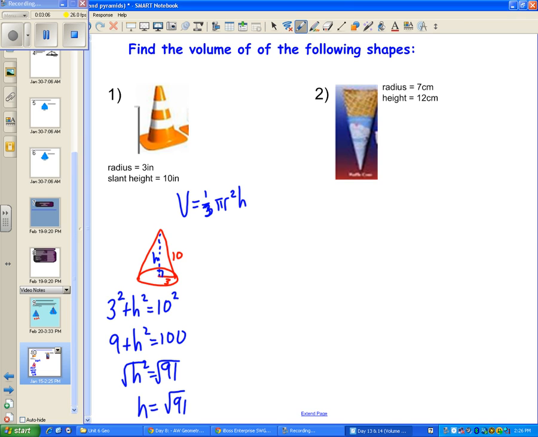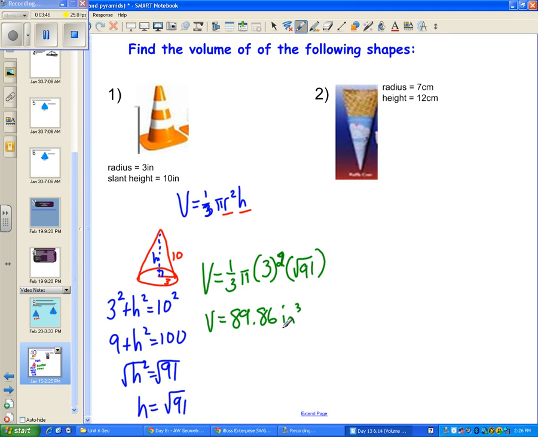So now I have enough information. I have my height and I have my radius, which were the two pieces of information that I needed for my volume formula. So I can go ahead and plug these in, and the volume is 1/3 times pi times the radius squared times h, which is the square root of 91. After punching this in on my calculator, I believe that you would get something like 89.86 inches cubed as the volume of this cone.